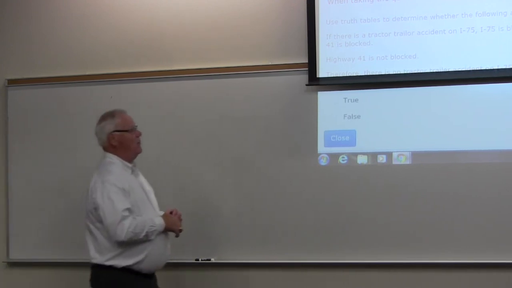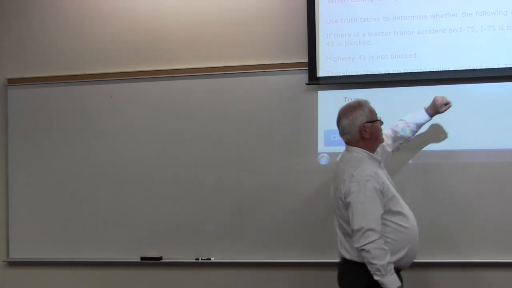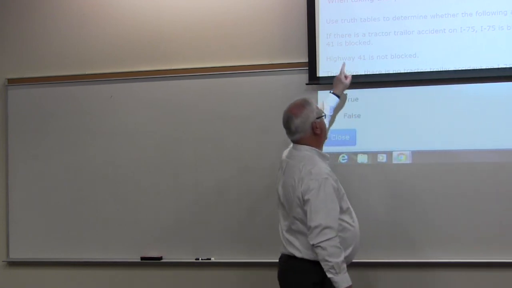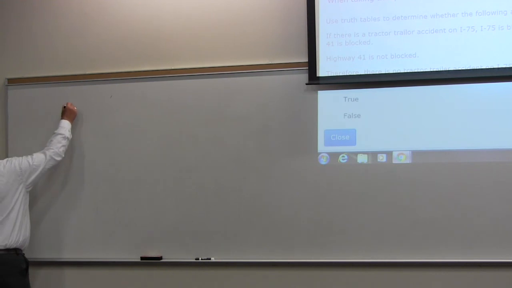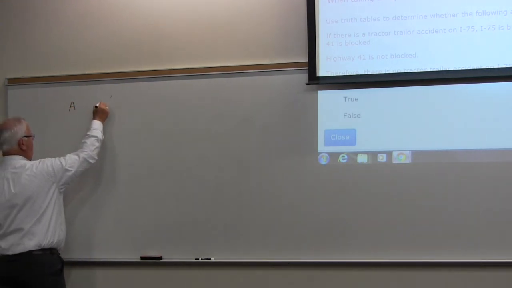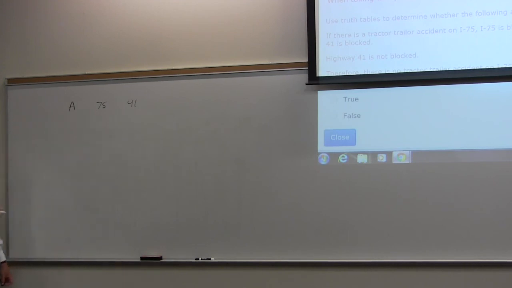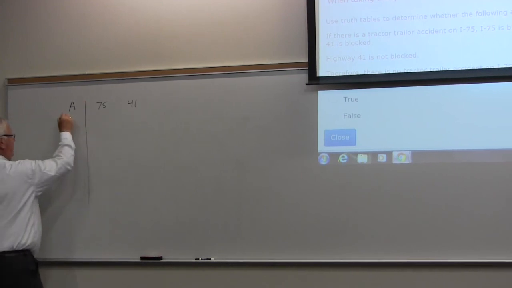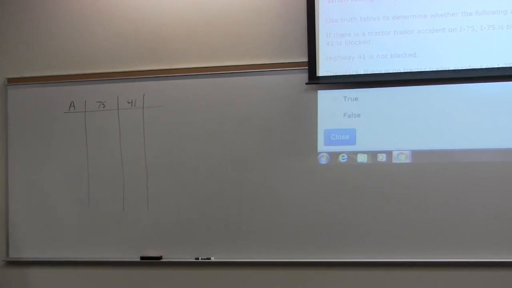Okay, so what do we got here? We've got three basic propositions. There's an accident on I-75. I-75 is blocked. Highway 41 is blocked. Those are three propositions, aren't they? So we could say accident, let's say 75, and let's use 41, so that we can symbolically remember those propositions. Those are blocked, right? 75 blocked, 41 blocked. Now, how many rows do I need? Eight. I have three propositions, 2 to the 3rd is 8, so I need 8 rows.